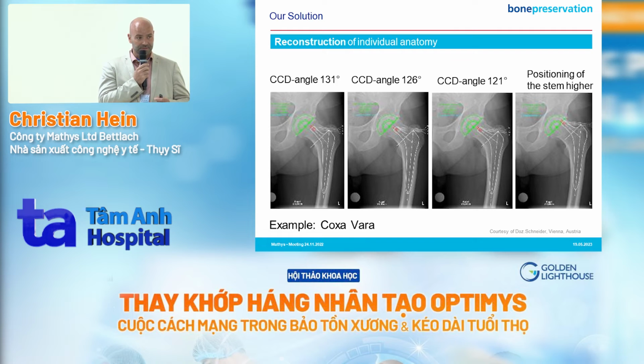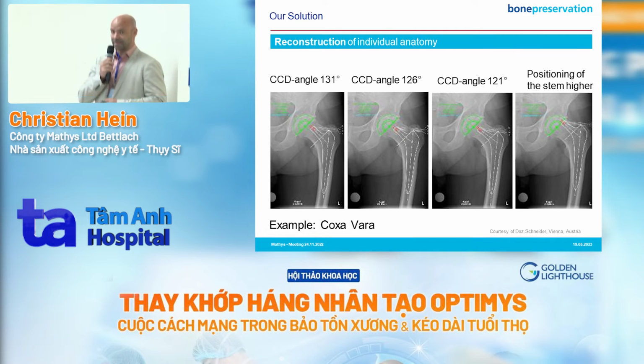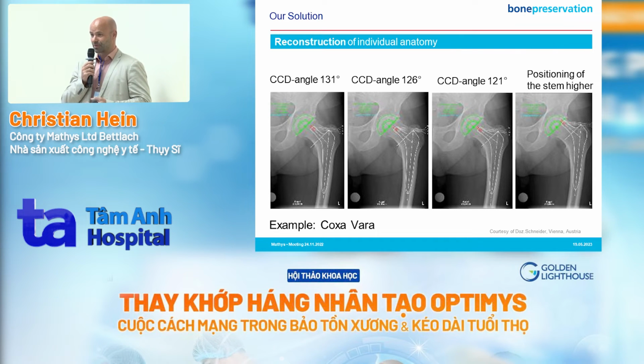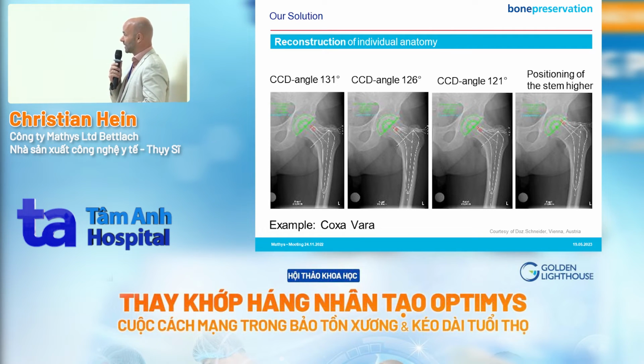reconstruct the offset. The only option would be to take the next bigger size, which would result in a leg lengthening. And in Europe, it's quite a problem if you make a leg lengthening, or if you look at the US, leg lengthening can really cost a lot of money. So people had to take care about this.